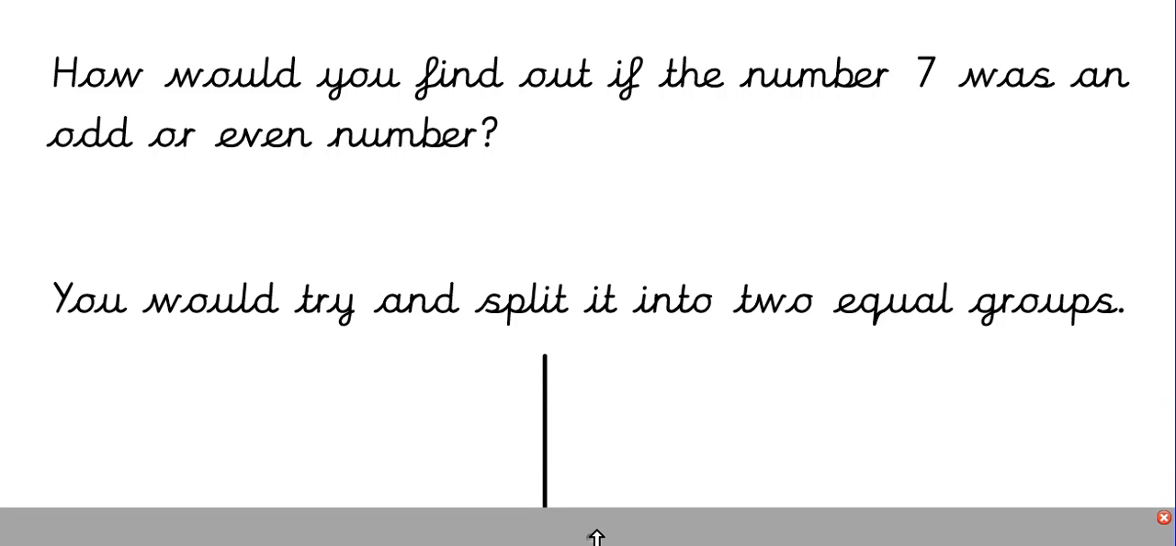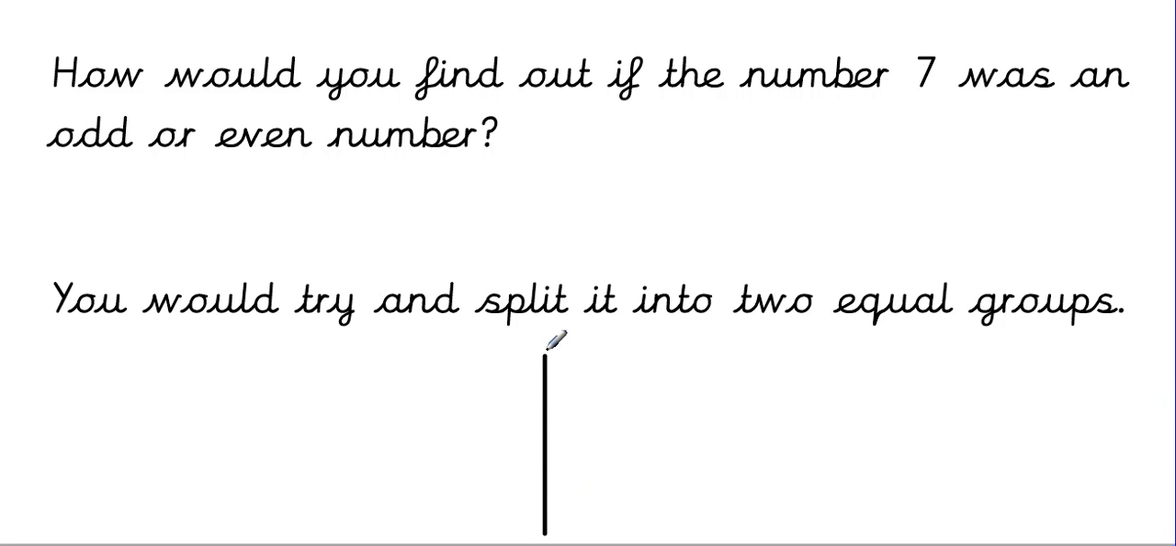Okay, so you could try and split it into two equal groups. So I've drawn a line here, and this is going to be one group, this is going to be another group. And I'm going to split the number 7 into these two groups. So you've got 1, 2, 3, 4, 5, 6, 7.